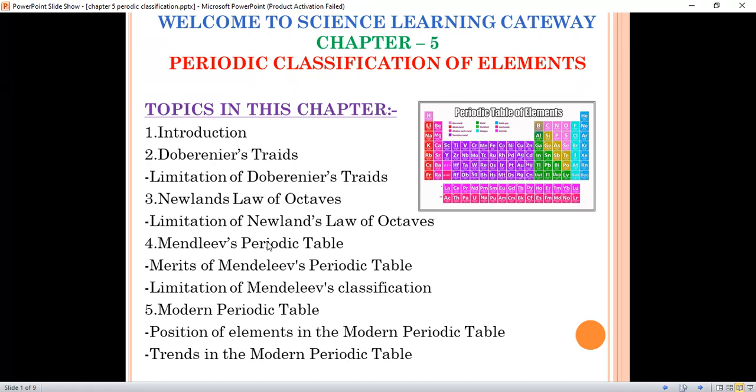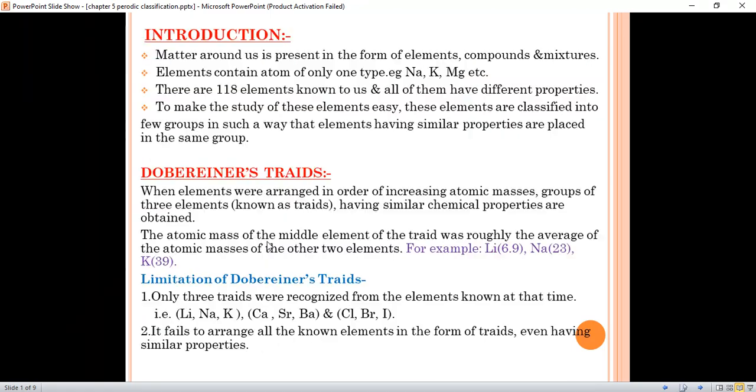Today we will read about the modern periodic table, position of elements in the modern periodic table, and trends in the modern periodic table. This topic is very important from your exam point of view. So let's start with this chapter.